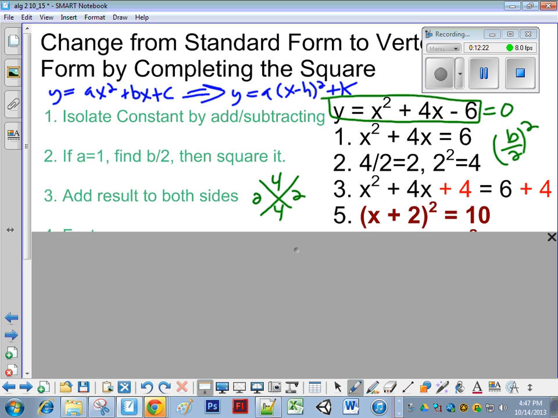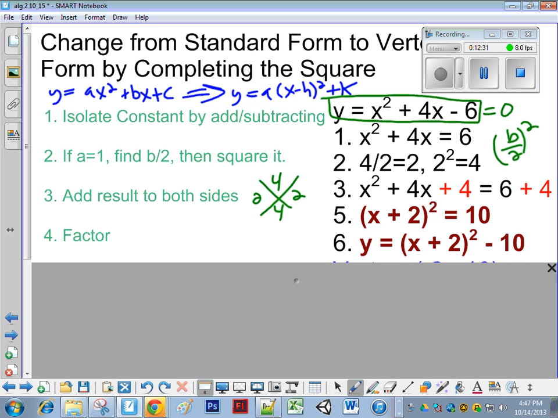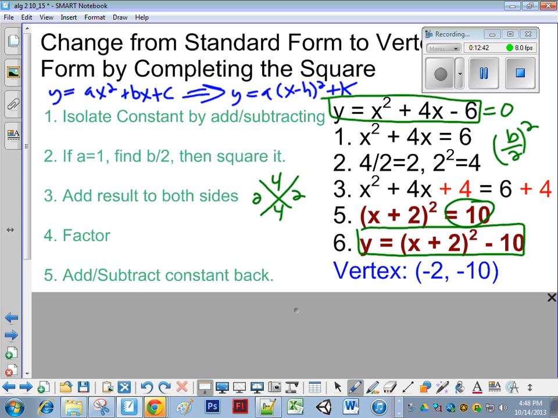All right, this is the same so far as the solving by completing the square. But the difference is now I'm going to, instead of square rooting both sides, I'm going to convert it. I'm just going to go ahead and subtract 10 from both sides. So this is my vertex form. That tells me I now have negative 2 and negative 10.